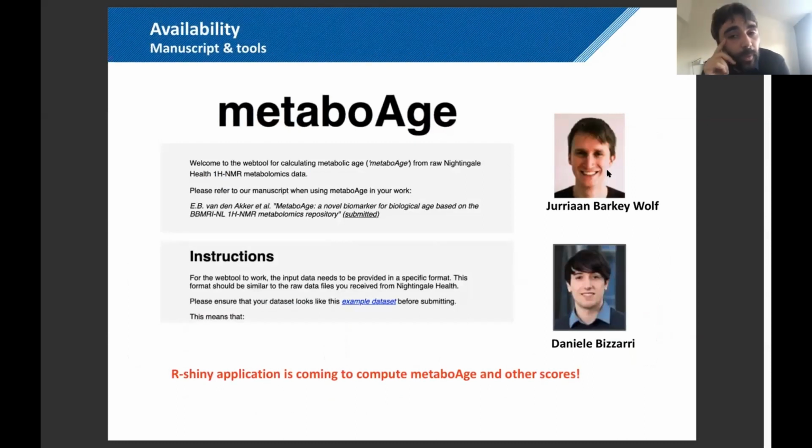So lastly, what we're now working on: previously a student implemented a web tool where you could upload your metabolomics data and get metabol age scores back for your own data set. Now, in the meantime, the paper is published. We're also working on new scores, and Dani is now making an R-Shiny application, which you can download, that not only computes metabol age, but also all the other metabolite-based scores, so that you could use this for your own downstream analysis.